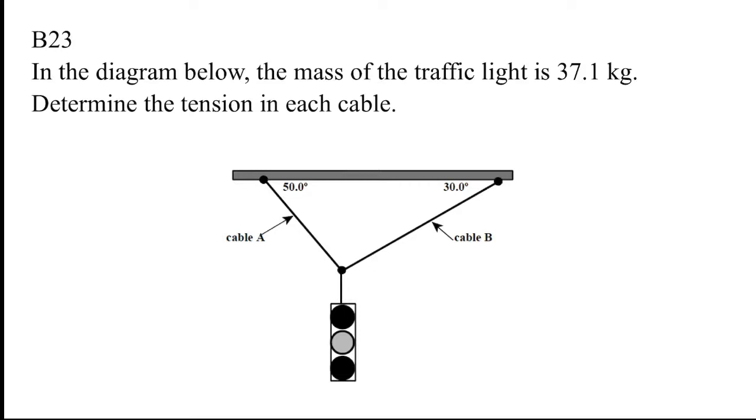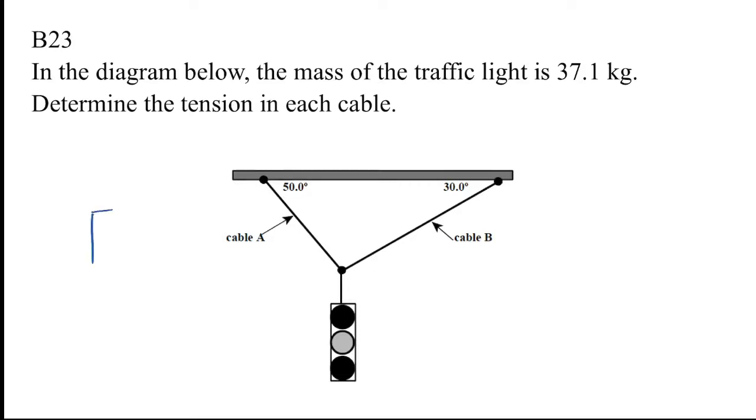So we have the diagram here. We have the mass of the traffic light is 37.1 kilograms. Great. And determine the tension in each cable. So basically I have no information. But we do have the angles as well. So don't forget about those.